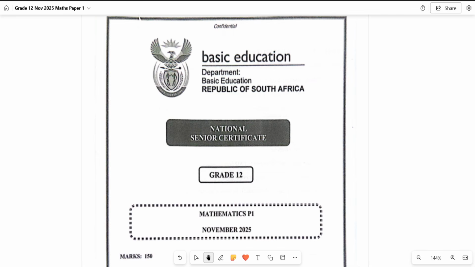Finally, maths paper 1 is over. And guys, I'm here to show you the memo. Basically, we're going to go through this question as you just went through it when you were writing.